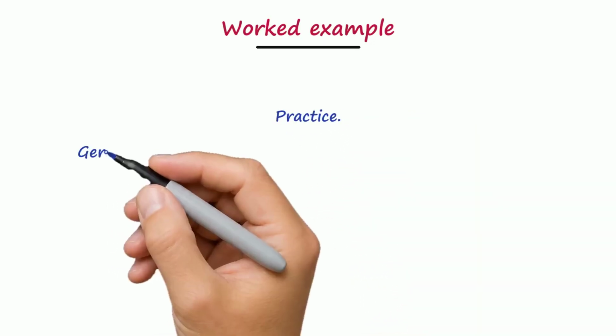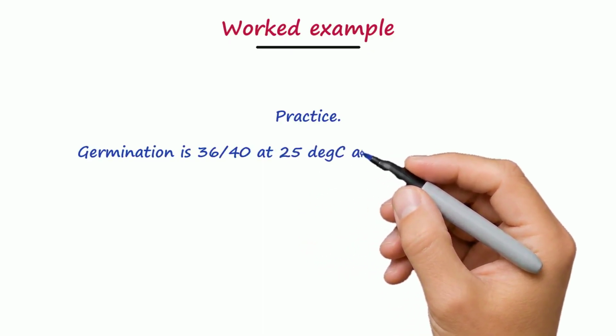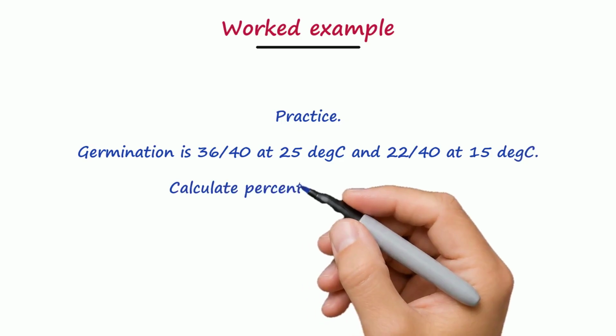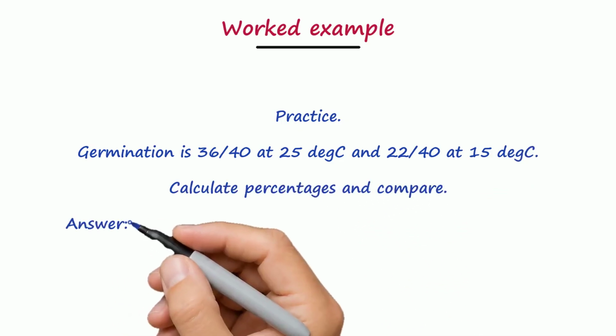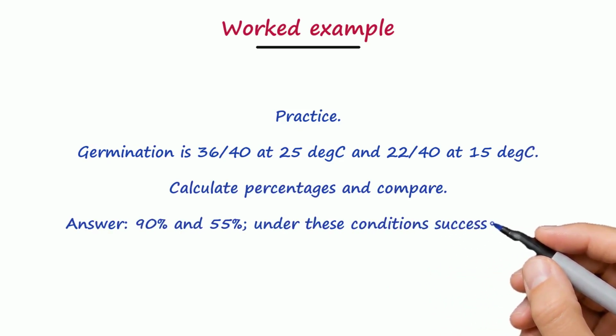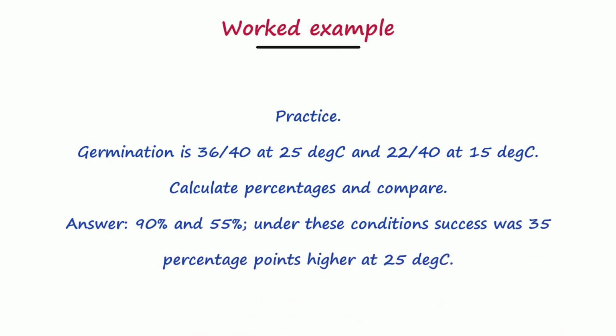Practice. Germination is 36/40 at 25 deg C and 22/40 at 15 deg C. Calculate percentages and compare. Answer. 90% and 55%. Under these conditions, success was 35 percentage points higher at 25 deg C.